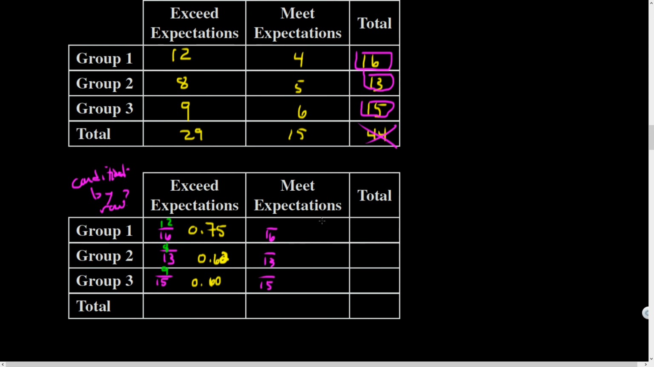All right, and so I don't actually care as much about the not meeting expectations. Theoretically, this would just be 25%. Well, I'll write down these parts anyway, but that would have been 4, that would have been 5, that would have been 6. And so based on the group that most often exceeded expectations, group 1 deserves the prize.